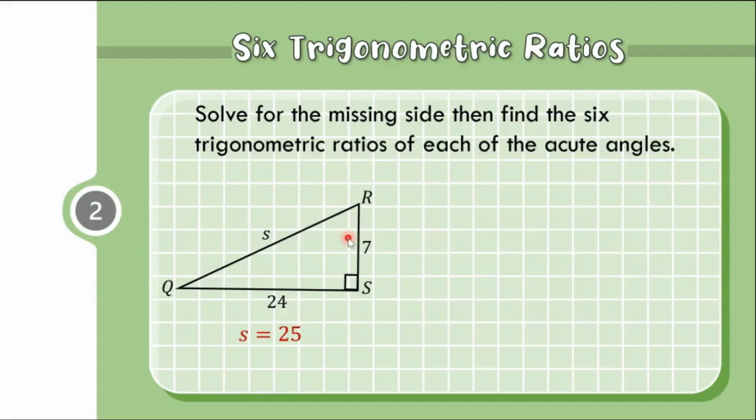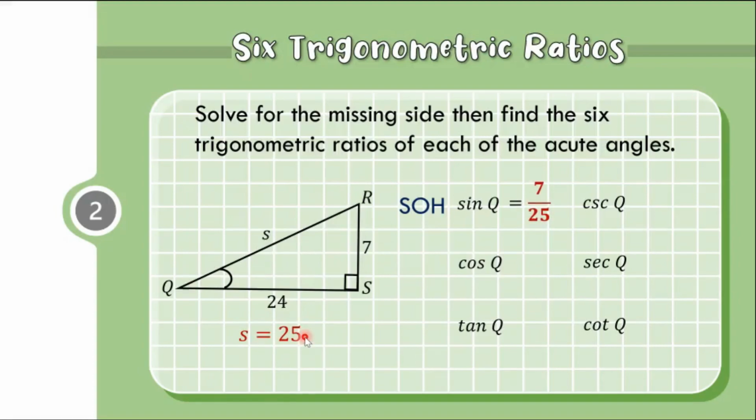Get the 6 trigonometric ratios with respect to angle Q, such that the hypotenuse of this right triangle is equal to 25. And 24 here is equal to the adjacent side with respect to angle Q, while 7 is equal to the opposite side with respect to angle Q. Therefore, for us to get the sine Q, let us use the SOH, in which we have opposite, which is equal to 7, and hypotenuse, which is equal to 25. Therefore, sine Q is equal to 7 over 25.